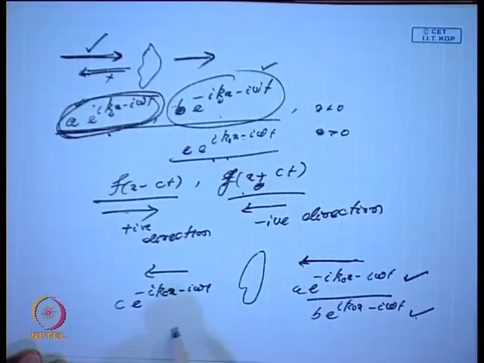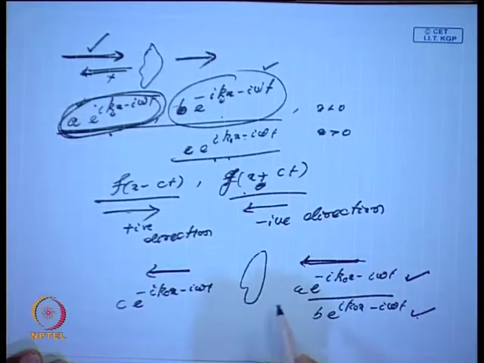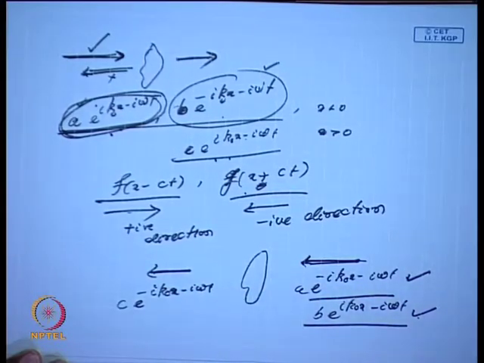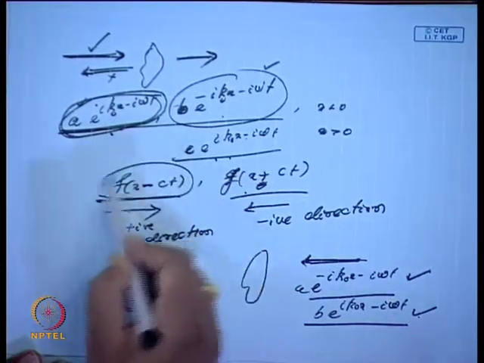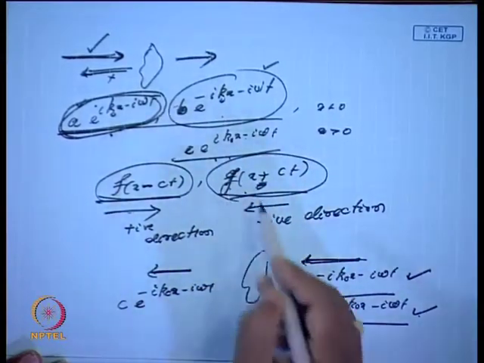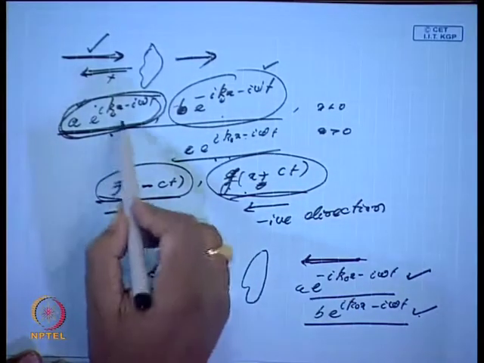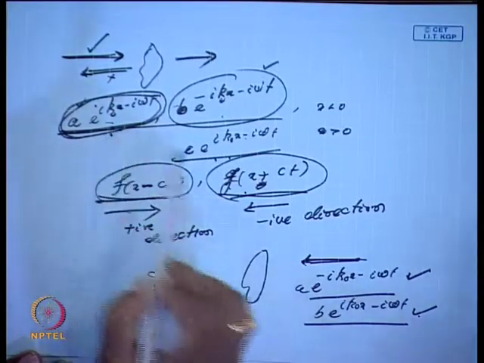These two waves are propagating in the negative direction of the x axis, whereas this wave is propagating in the positive direction of the x axis. Anything which is propagating in the positive direction will have a minus sign, the nature will be like this, and anything which is propagating in the negative direction, the nature will be like this.